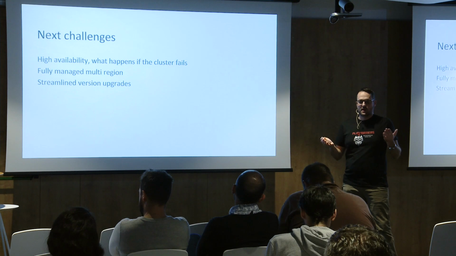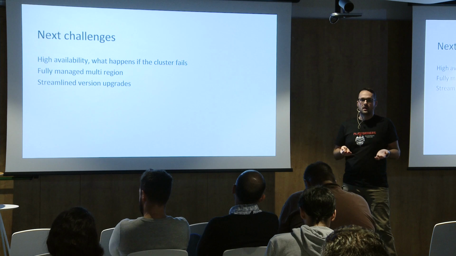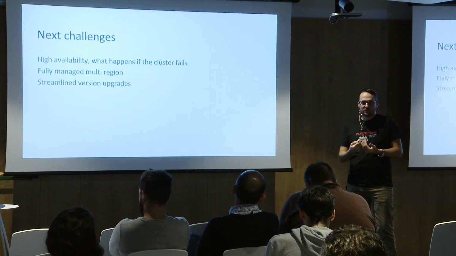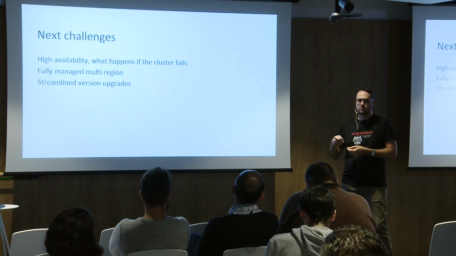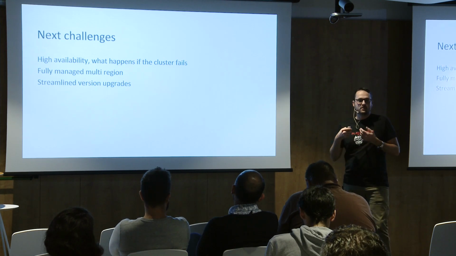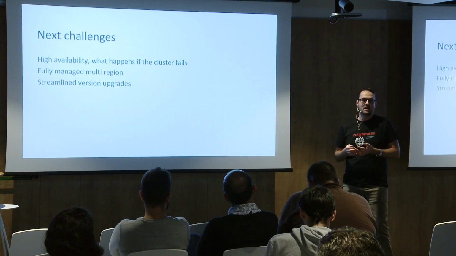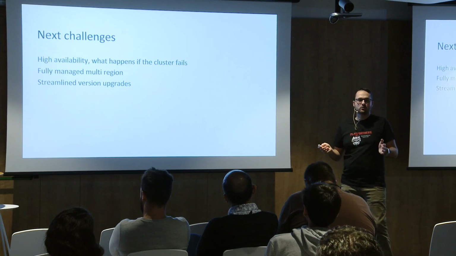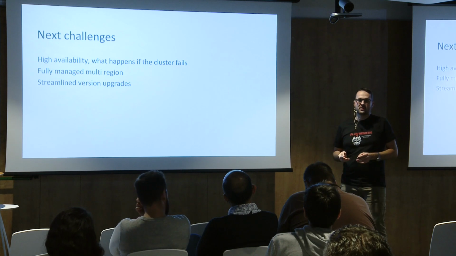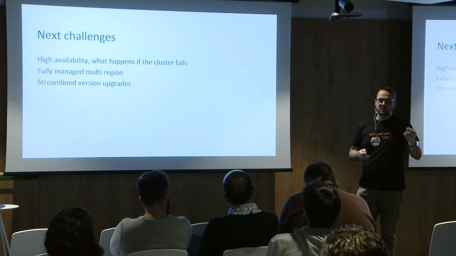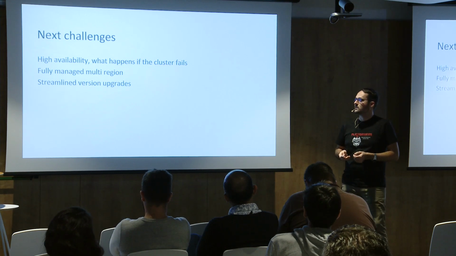Then, as we said, we have 2 different regions. We operate clusters in 2 different regions, but currently the users need to configure their application and do the routing between those 2 regions on their own. This probably is one of the next challenges that we are going to face, which is how we can get this to be completely integrated, completely transparent as a service for the user, to just say, I want to run my application in this region and this region, Europe and the US.